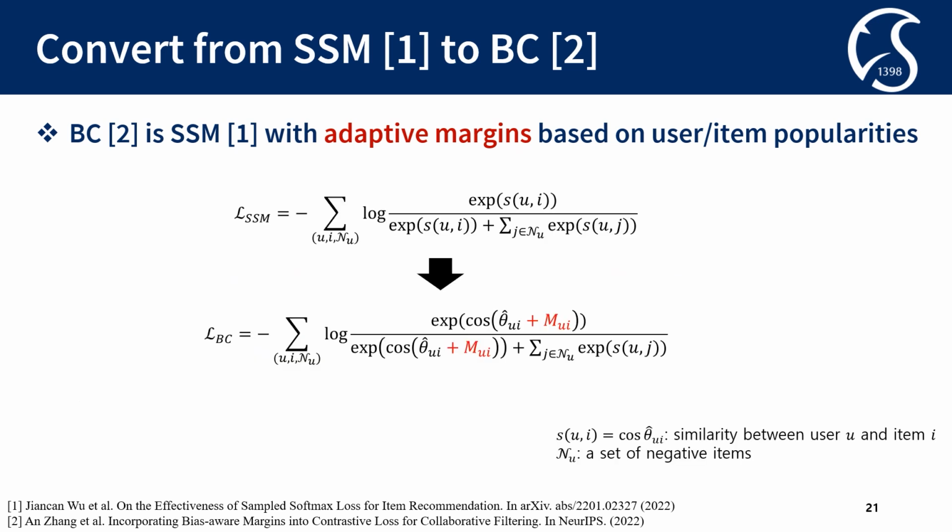This is the theoretical expression of conversion from SSM to BC. BC loss function adds an angular margin to the cosine similarity of SSM, which increases the learning weight of unpopular users and items.